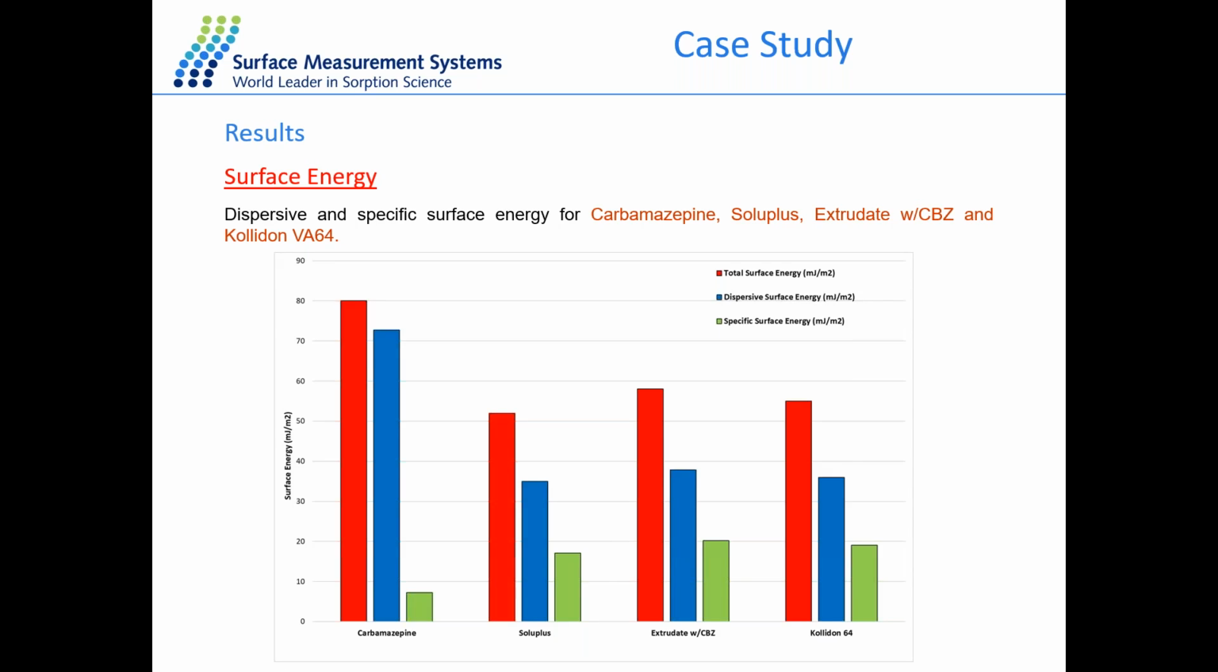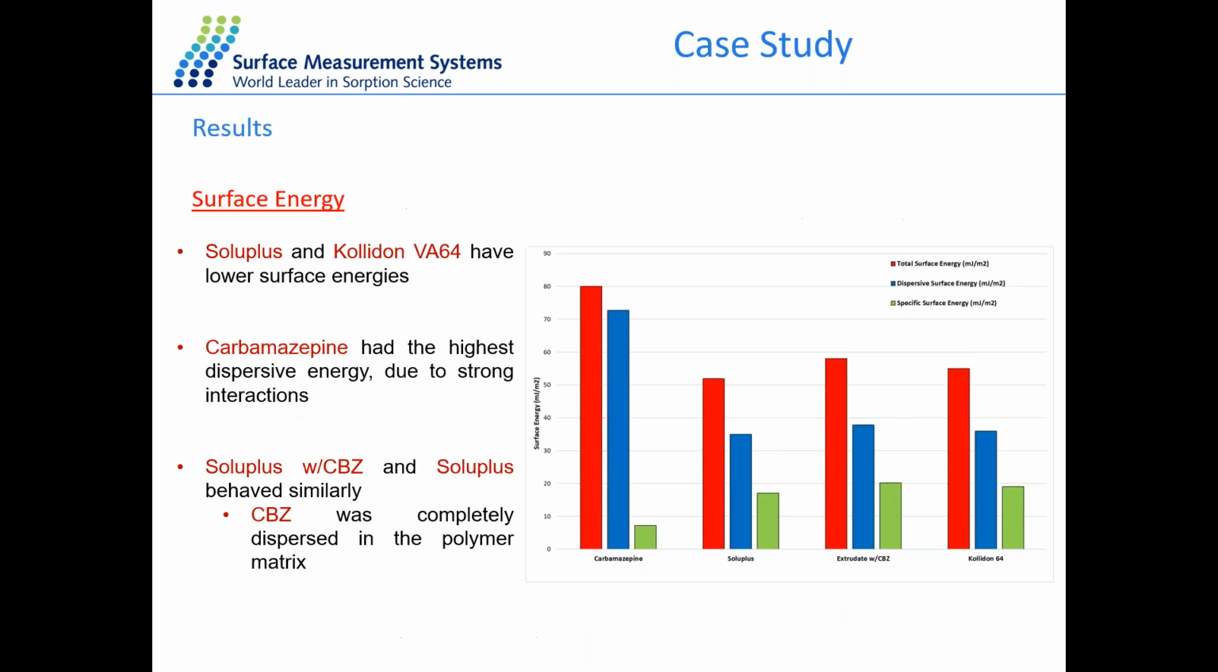What you can see here is our surface energy of each of our components, so carbamazepine, Soluplus, and also our Soluplus with our carbamazepine and our reference solubilizer. What we can understand from this is we have the total surface energy, dispersive surface energy in blue, and specific surface energy in green. What you can really see is our dispersive surface energy contributes more significantly to our total surface energy compared to the specific surface energy.